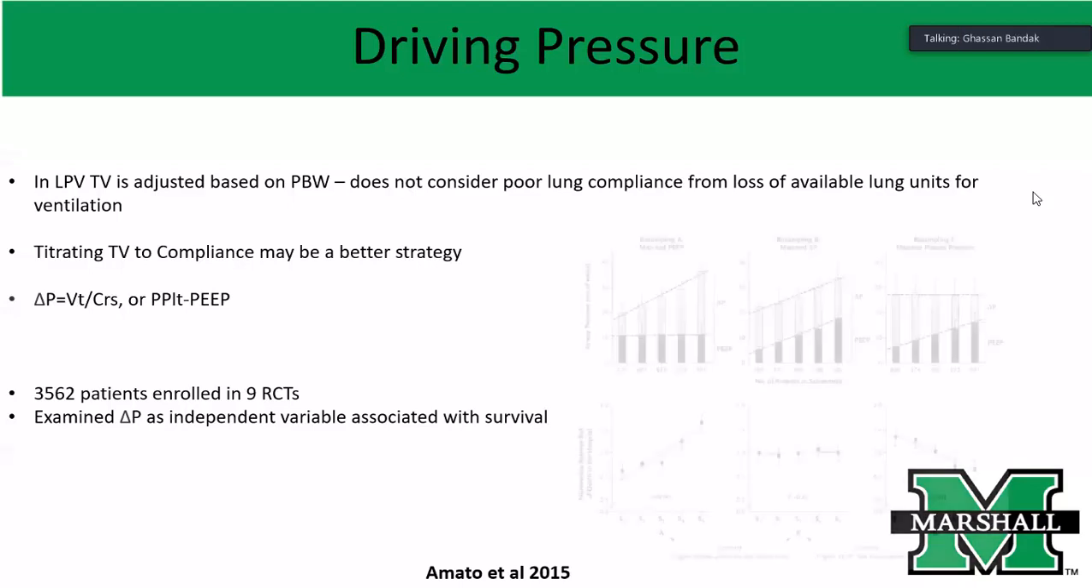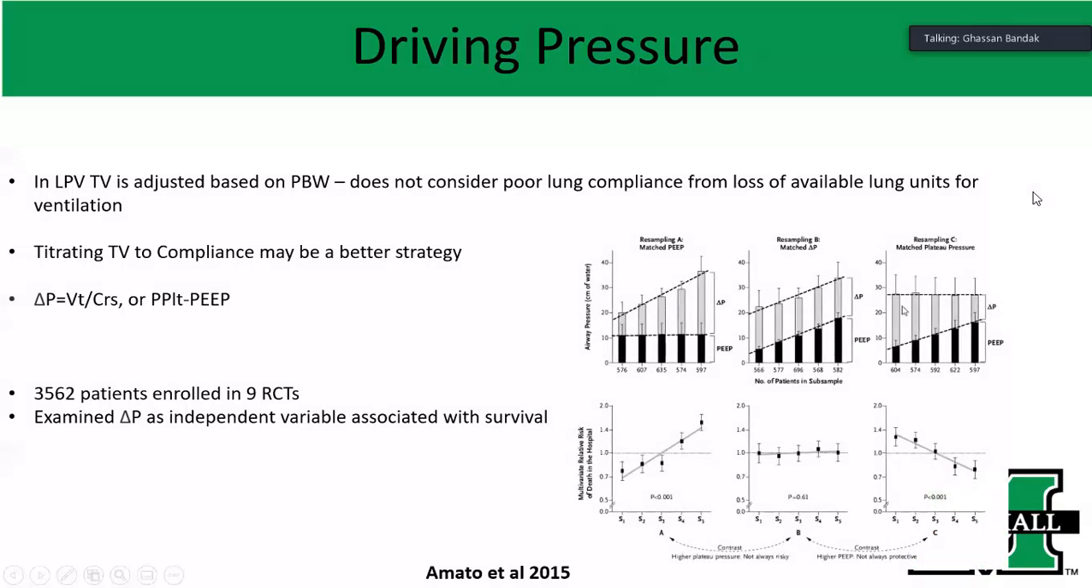One of the famous trials, and you'll see this graph used a lot, is the Amato trial in 2015. They took 3,560 patients from 9 randomized controlled trials, and they examined driving pressure as an independent variable associated with survival. They sampled these patients in 3 different ways. The first way, they matched them using PEEP. So they put them in groups based on PEEP, and they looked at their driving pressure. And look at what they found.